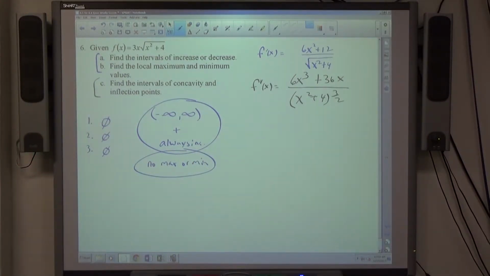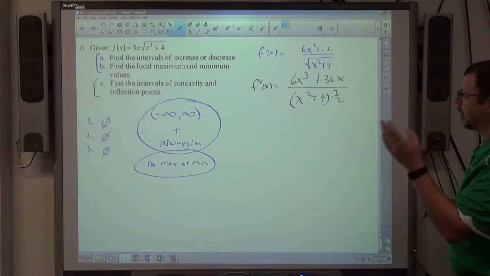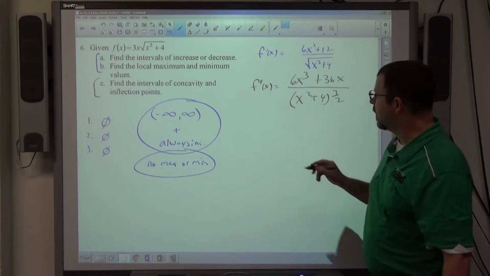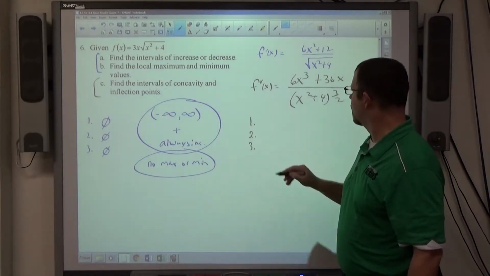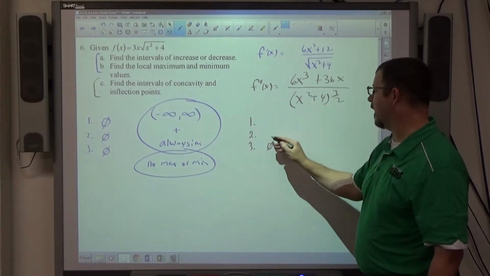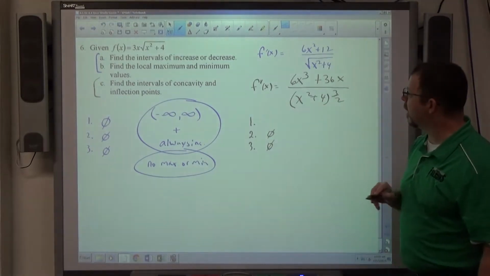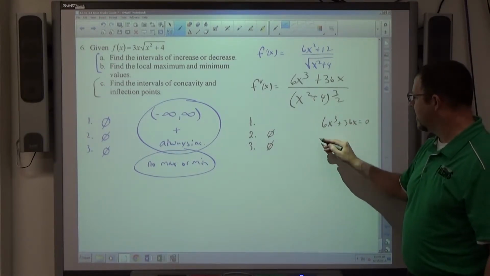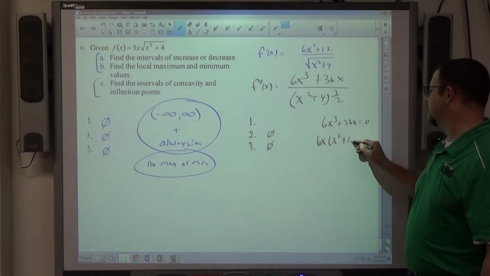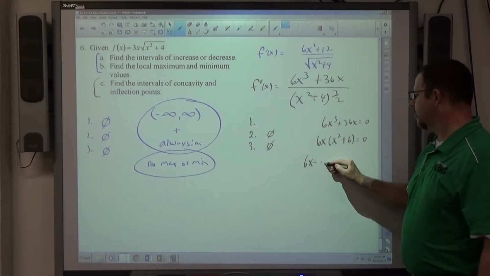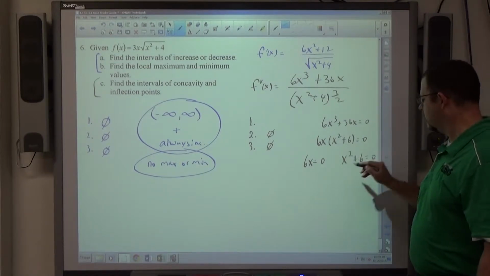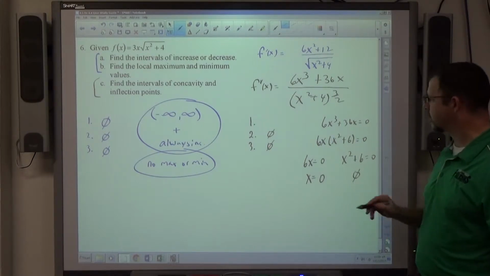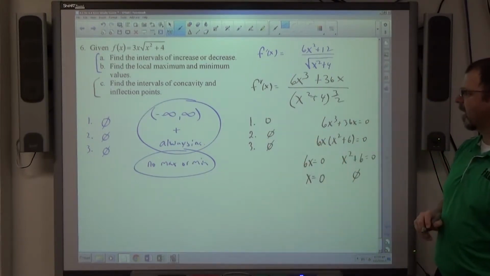All right. Question C, intervals of concavity and inflection points. So we have 6x cubed plus 36x as our numerator. Again, we have criteria 1, 2, and 3. No endpoints. X squared plus 4 cannot equal 0. No undefines. 6x cubed plus 36x equals 0 gets me 6x times x squared plus 6 equals 0. 6x equals 0, x squared plus 6 equals 0. 6x equals 0 gets me x equals 0, x squared plus 6 equals 0 is not possible. So we get one critical number, 0, for the second derivative.